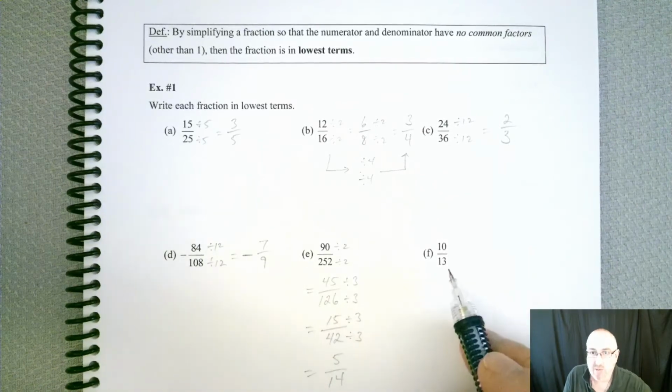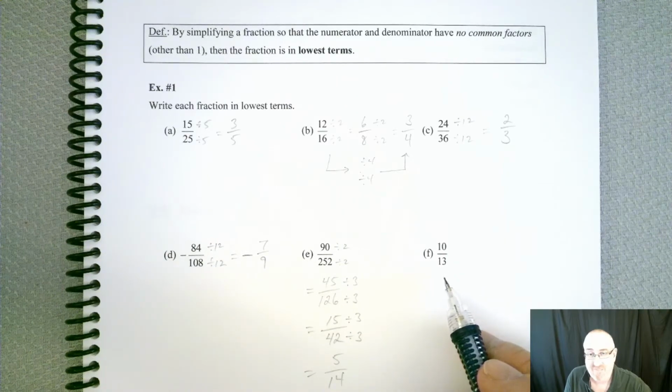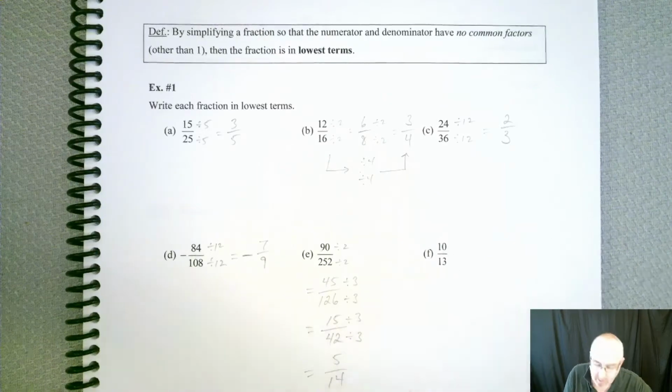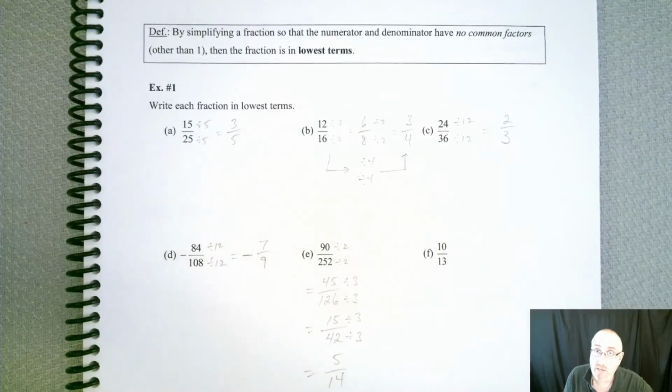What about the last one here? 10 out of 13. Yeah, there's nothing that goes into both of them. There's no common factor. So in this case, you do want to write something for your answer.